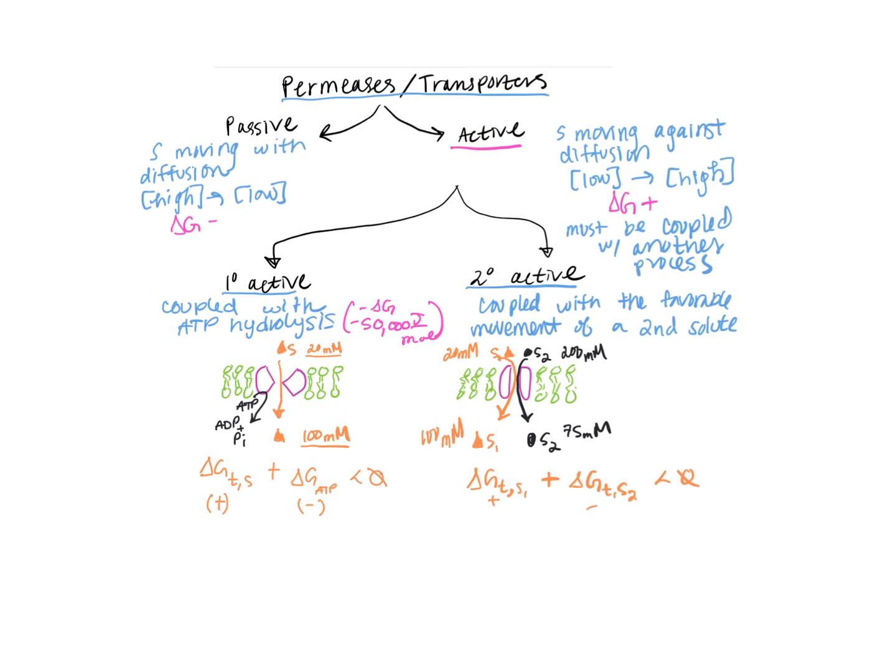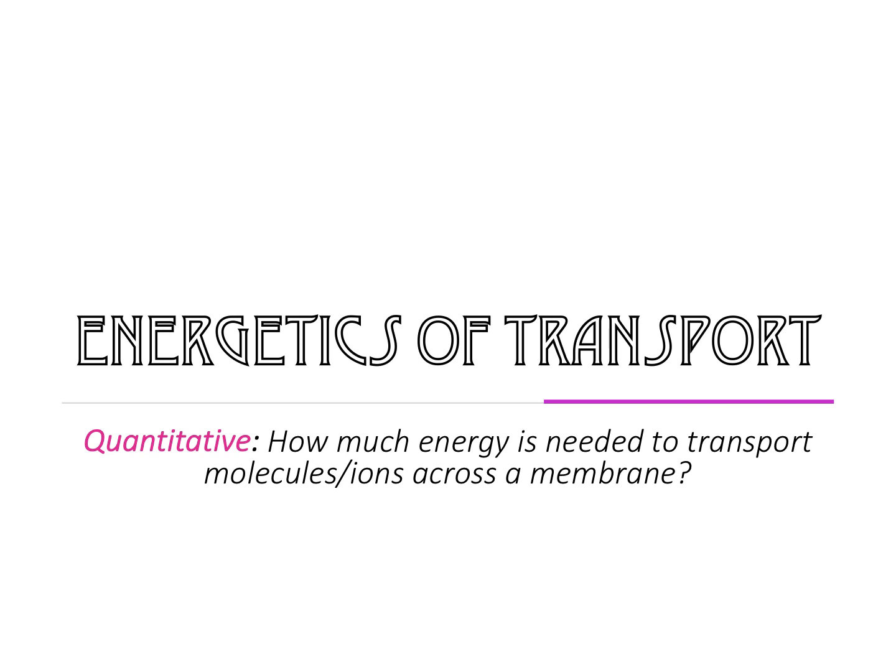Okay, so that's just collecting all of our thoughts before we get started and doing some math. Just like we do in biochemistry, we like to have a quantitative piece. Instead of just saying yes, it's transported or no, it's not, we can calculate how much energy is needed to transport ions or molecules across a membrane. We're going to start with the most simple case with uncharged molecules, and then we'll move to charged molecules, which are also called ions.